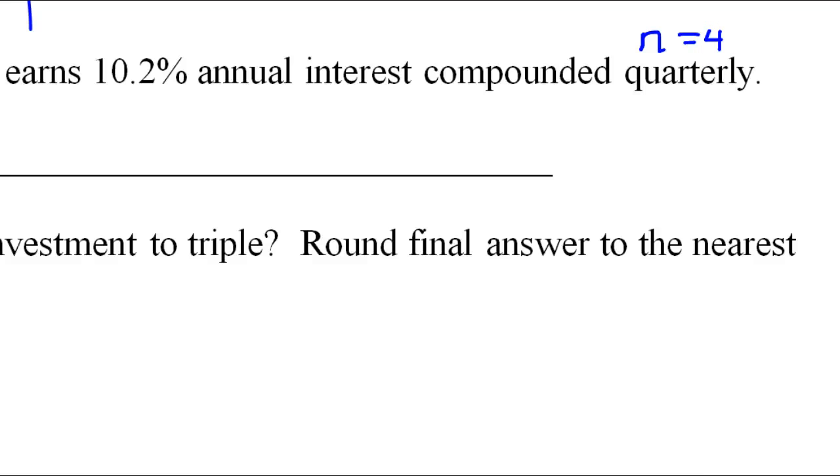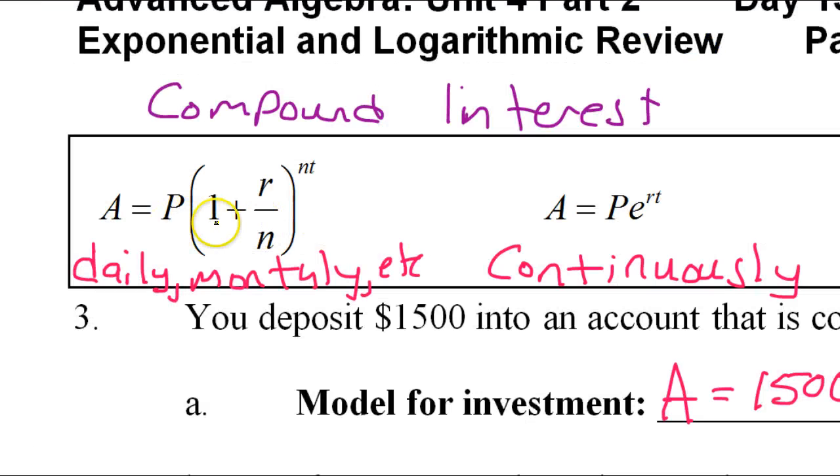which looks like this. This is the formula that we use for compound interest when it's not compounded continuously, if it's daily, monthly, quarterly, anything like that. The n represents the number of times a year that you are compounding. If you're compounding monthly, n would be 12 in both positions. Daily, that's 365 times a year, so that n would be 365. But for quarterly, quarterly means every 3 months, 4 times a year. So n will be 4.